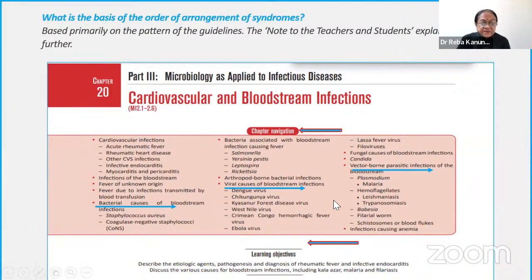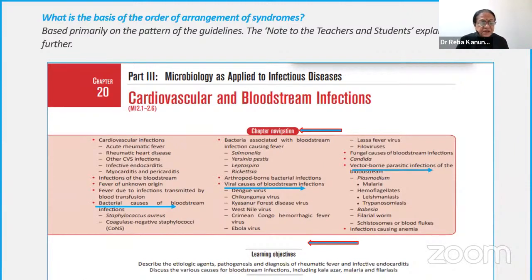And as you go through this chapter, you'll see that the organisms which have been listed here have been described in a little further detail as to their pathogenesis, their virulence factors, how we detect them, and what the antibiotics or treatment are that can be given for these infections. So these things have been aligned after this.